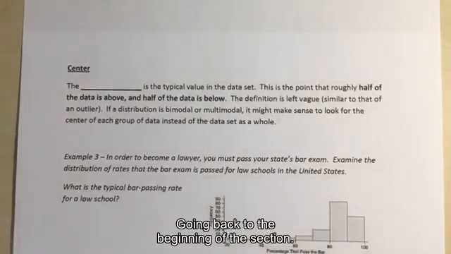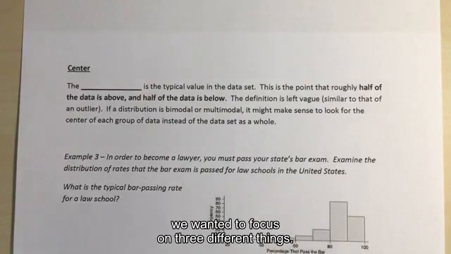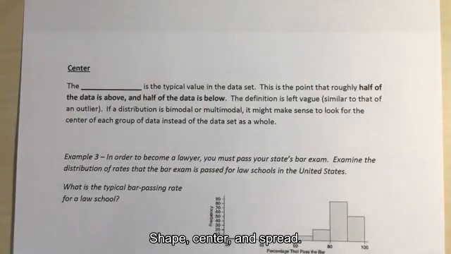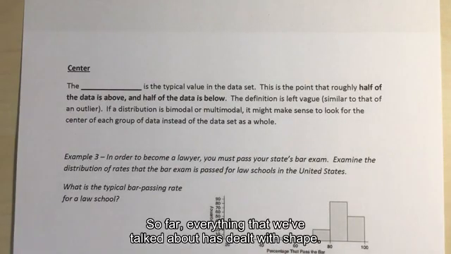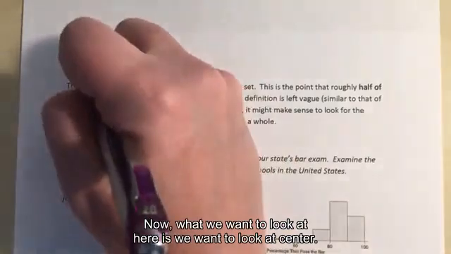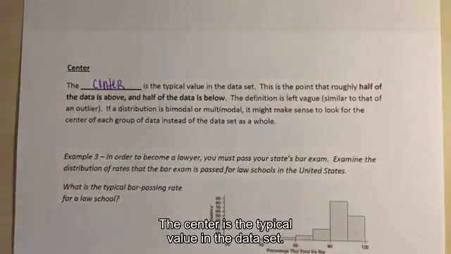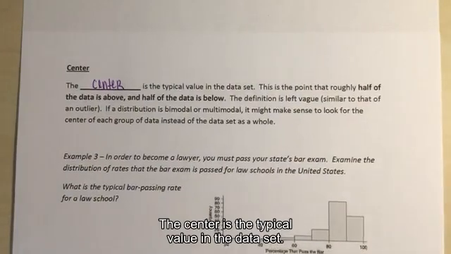Going back to the beginning of the section, we said when we were looking at numerical distributions, we wanted to focus on three different things: shape, center, and spread. So far, everything that we've talked about has dealt with shape. Now what we want to look at here is center.